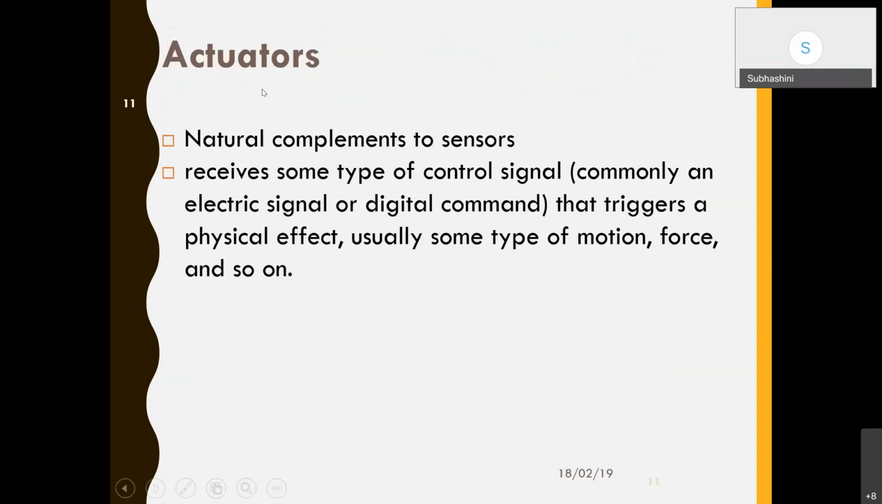Next component in IoT is the actuator. What is this actuator? They're nothing but things that act. Sensors sense, these act. That means they are opposite to the sensors. They take some information from somebody and they perform an action. Whereas sensors sense some object and send the data. Actuators take the data from somebody and perform the action. That action can be in terms of motion, force, or any other activity.